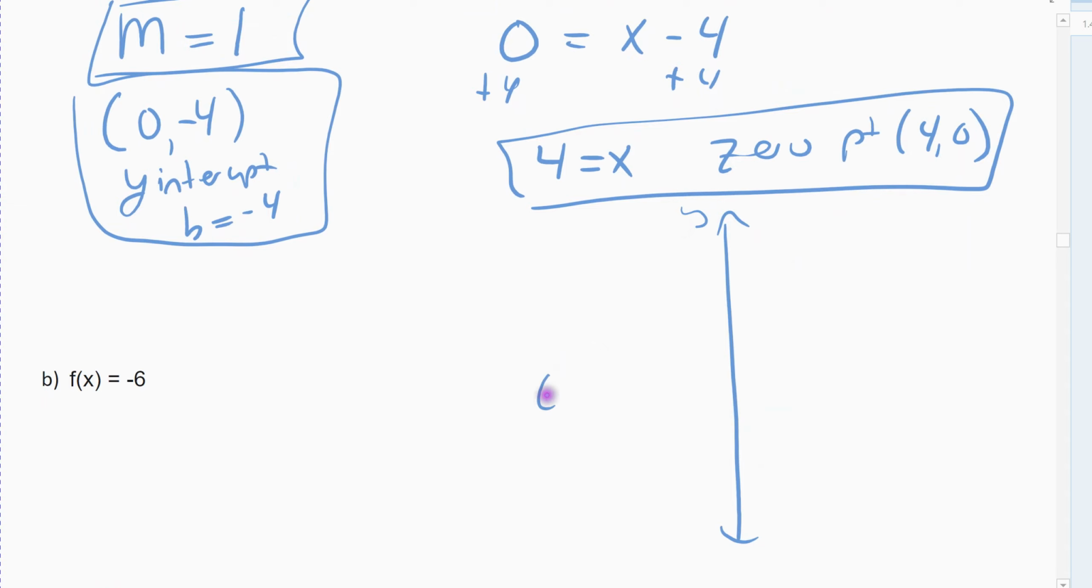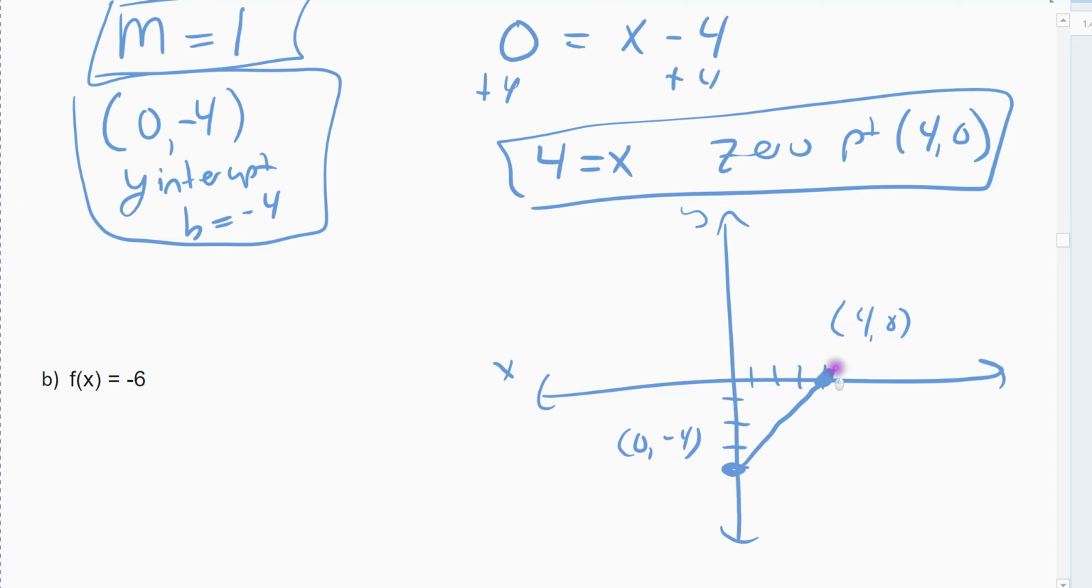So there's my y-axis, x-axis, and I'm just going to graph my intercepts. Alright, so my y-intercept is 0, negative 4. So 0, negative 4 puts me down here. X-intercept is positive 4, 0, so that puts me there. And then connect the dots. And there's the equation of my line, where I found my intercepts.